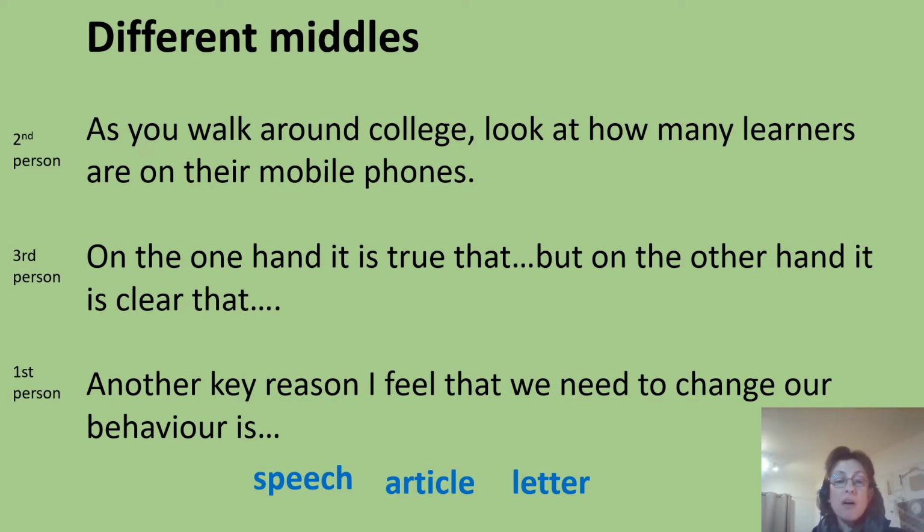Another key reason I feel that we need to change our behaviour is... Well, the first one, as you walk around college, fits better with an article. The middle one, on the one hand it's true that, but on the other hand it's clear that, is a letter because it's written in the third person about the topic. And the third one, which is written in the first person, is a speech because it's talking about the experience of the speaker.